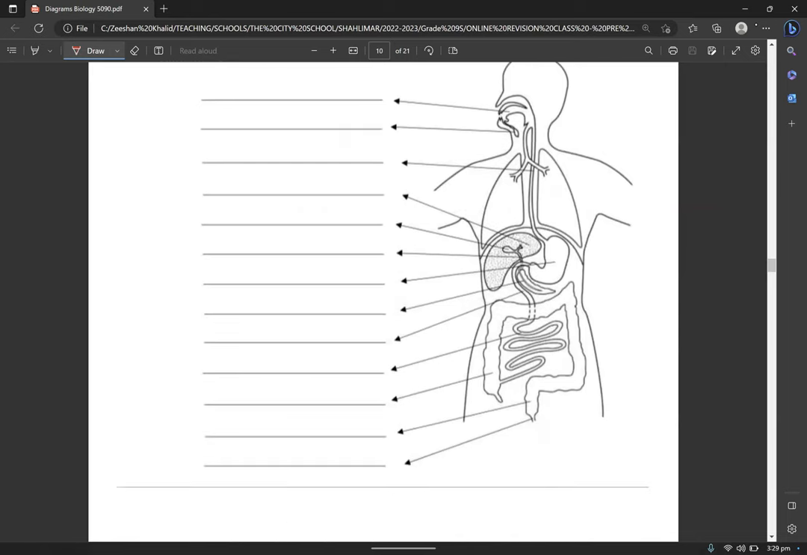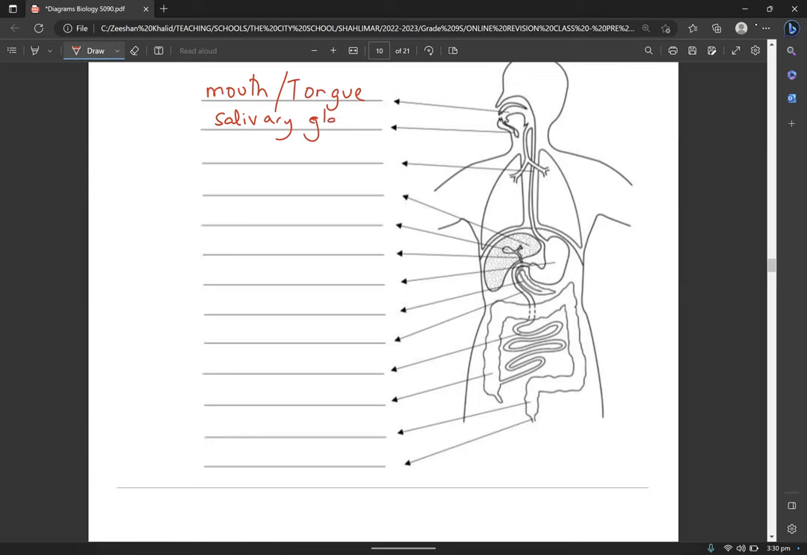Okay, elementary canal, the lovely diagram. Usually in the exam all of its labels do not come together, but for practice I have given all of them. So this is the mouth or tongue, anything is acceptable. It is not so clear in this diagram. This is the salivary gland. The salivary gland is supposed to produce the saliva, which we know contains enzyme. Then this is the food pipe known as the oesophagus. Some books start the spelling of oesophagus with E, that's fine.